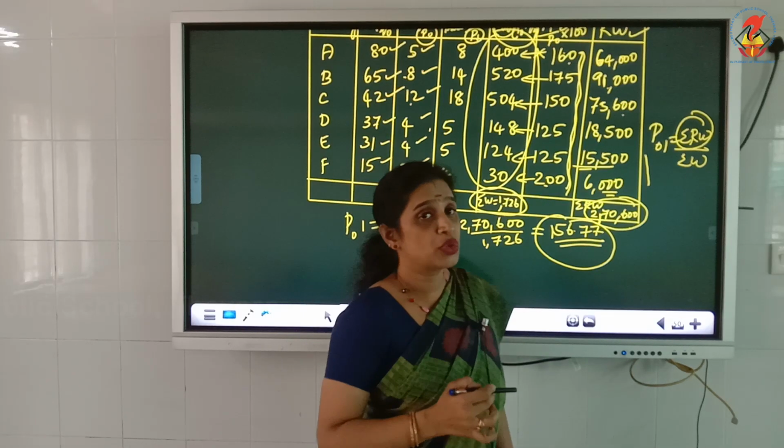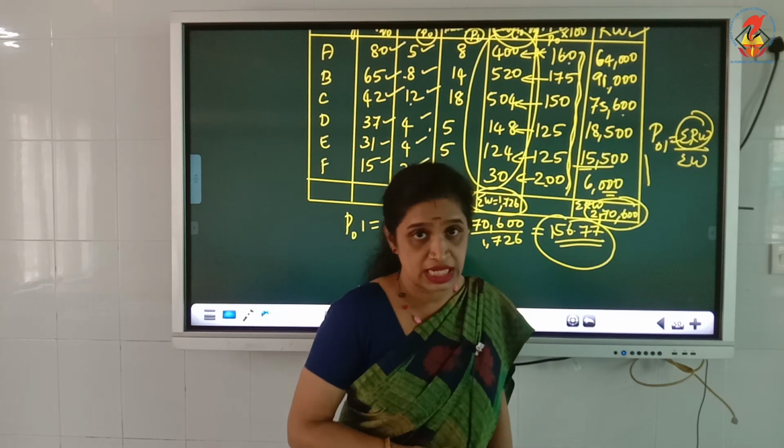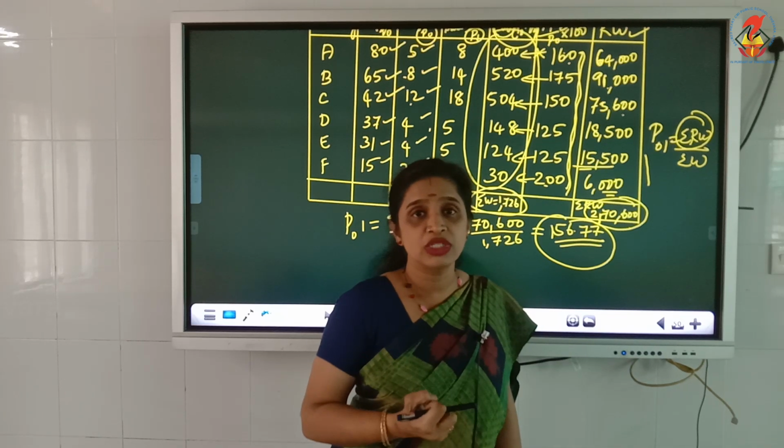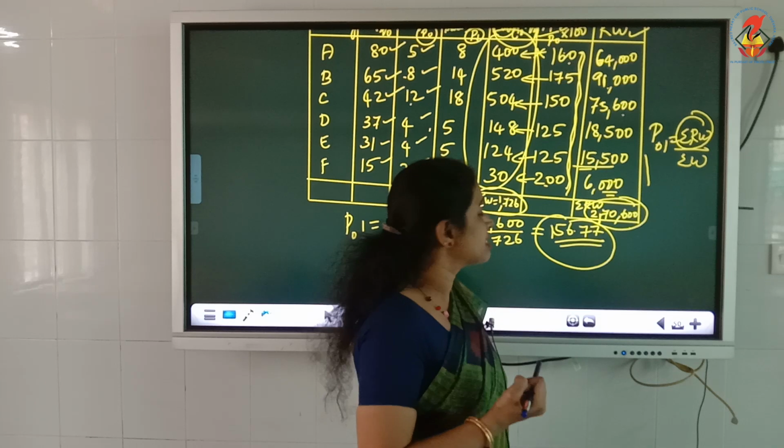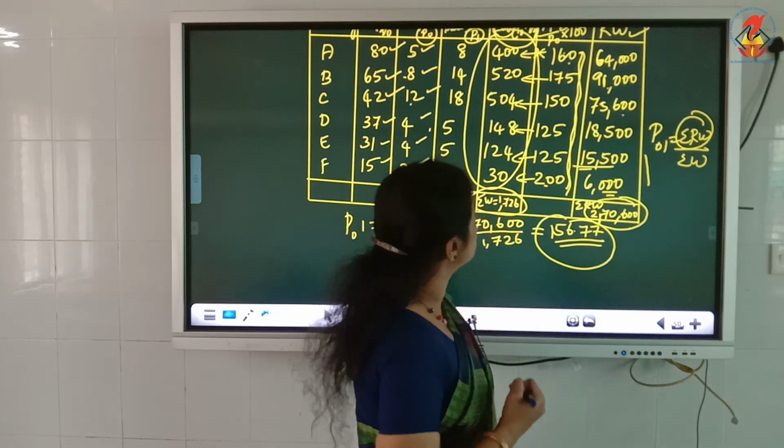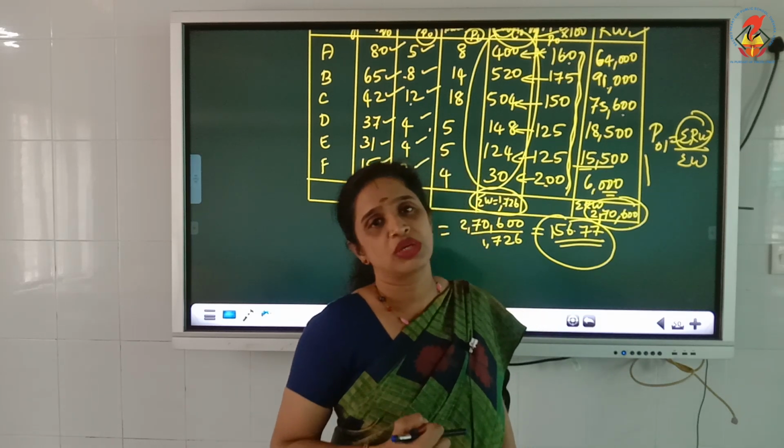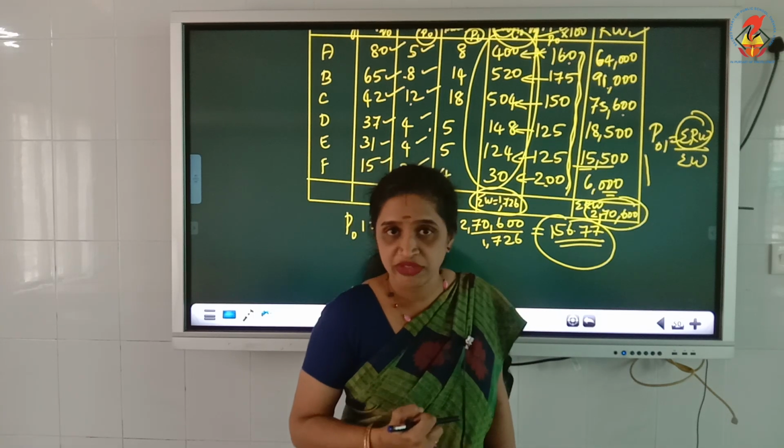So what should be the conclusion when you present it in the form of a percentage? It becomes: there is an increase of 56.77% of price in the year 2007 when compared to 2000. This is the basic conclusion that you have to reach.